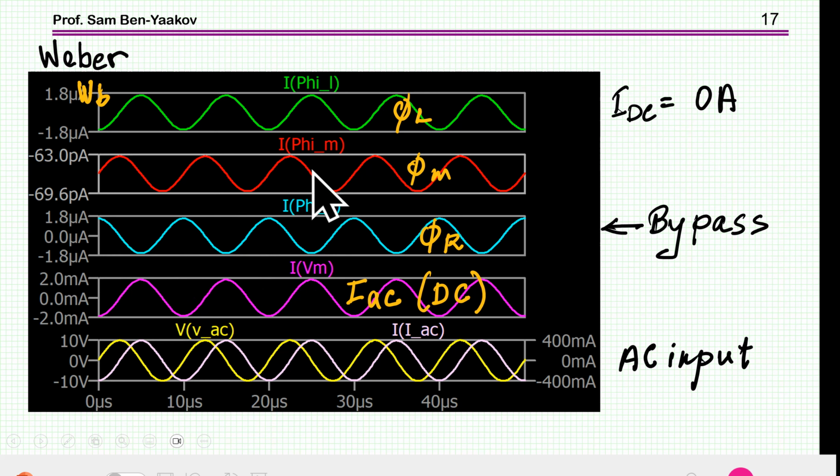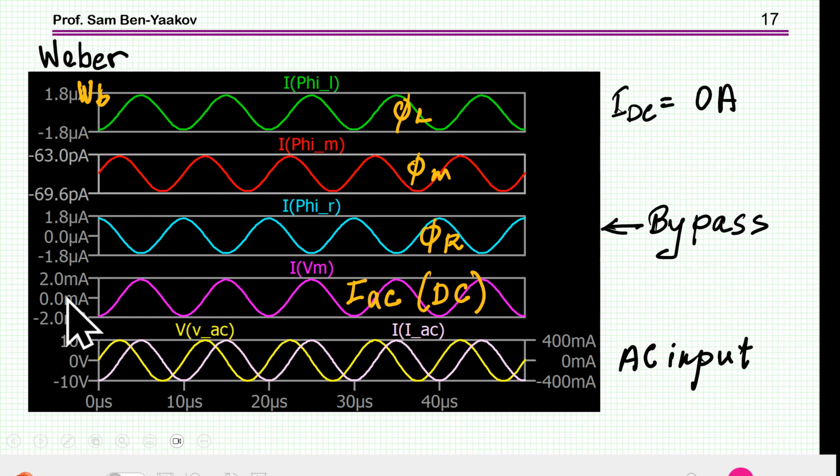Now the middle leg, which has the DC bias, has a much, much lower flux, as expected from the theory that I've shown from the equivalent inductor, and it is some order of magnitude lower than the flux coming from the AC winding. So in this case, the flux of the middle leg is small, and as a result, the current developed at the DC winding, here it is small.